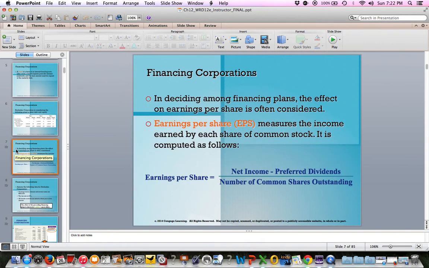In deciding among the financing plans, the effect on earnings per share is often considered. We know what earnings per share is from the previous chapter. You can see the formula there is the same one we had then: net income minus preferred dividends, if there are any, divided by the number of common shares outstanding. So when we say earnings per share, we're thinking earnings per share for common stock.